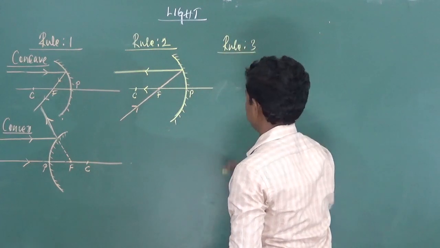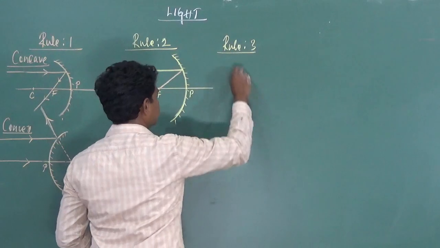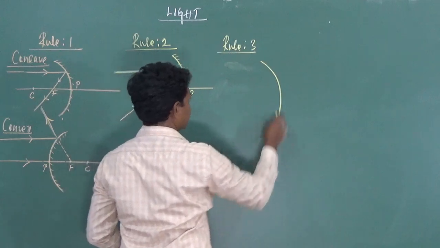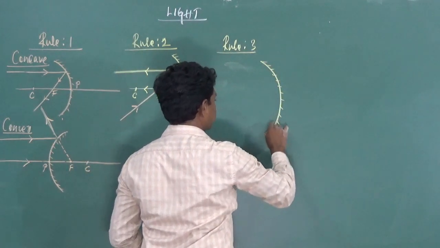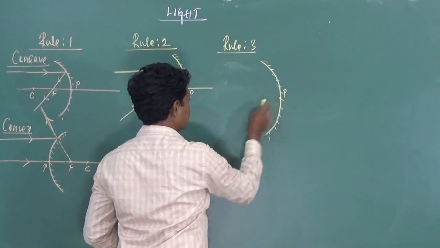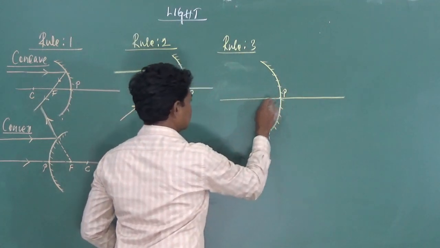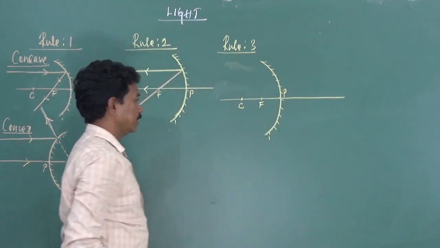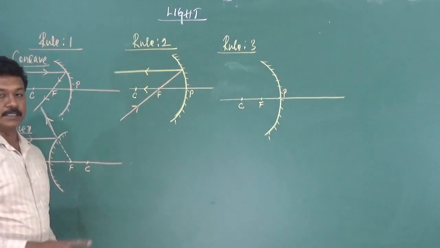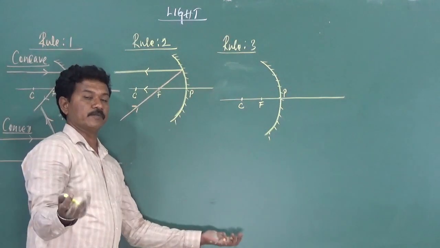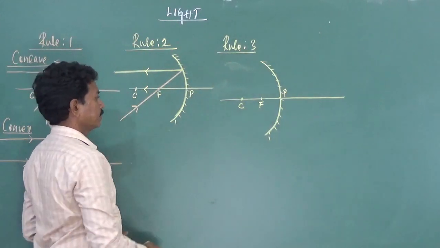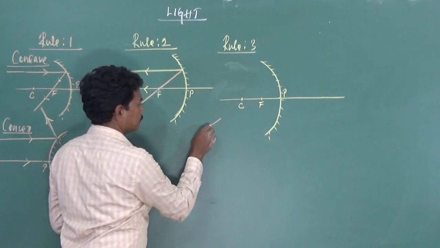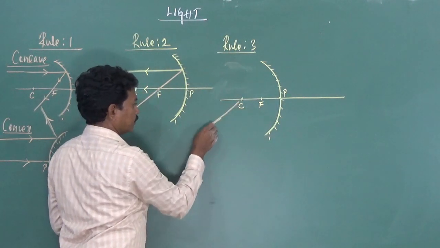Rule 3, very important. Let us imagine a concave mirror. It is silvered outside. This is the pole of the mirror. This is the principal axis. This is the center of curvature. The midpoint is the principal focus. So everything is ready now. A light ray is coming from somewhere, you do not know from where. It is traveling through the center of curvature.